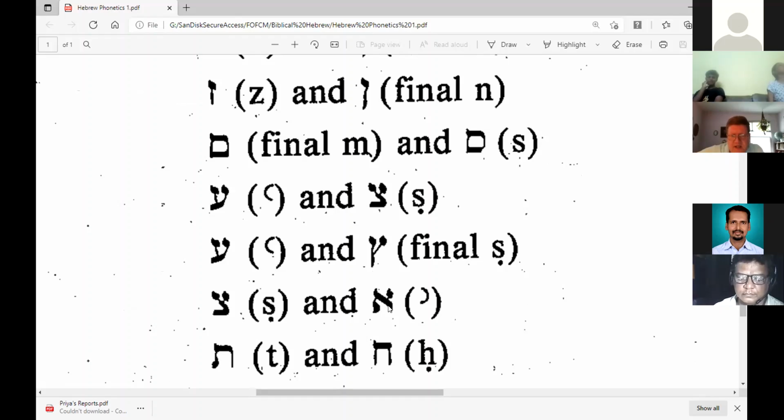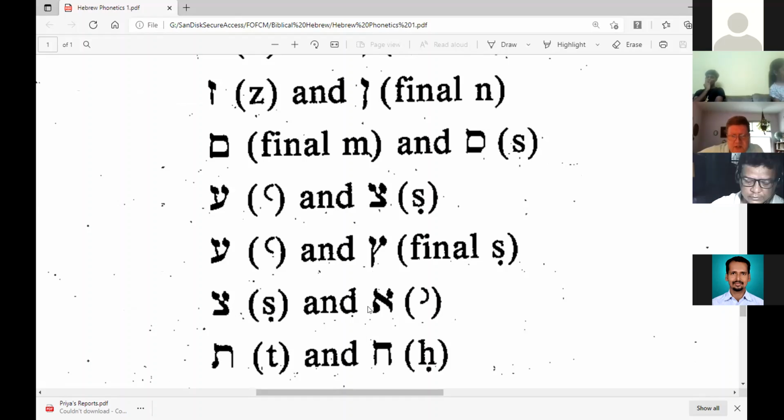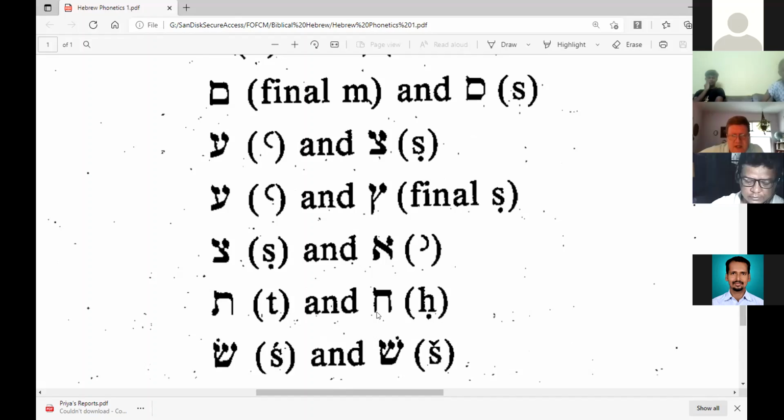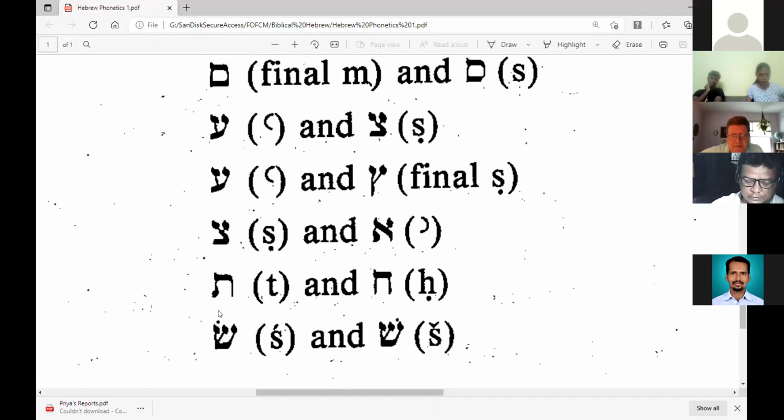Tsade and aleph, they basically look a bit different on the bottom. See the difference on the bottom, and the aleph looks almost like our X. The tav and the he look similar, and they're both continuous except that the tav has that bottom dot, on the lower left hand side.